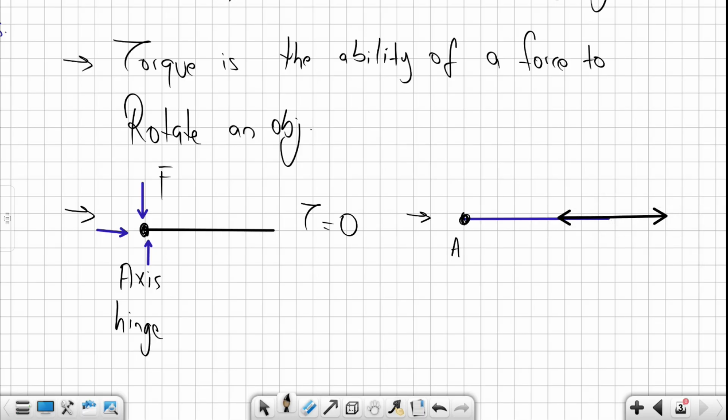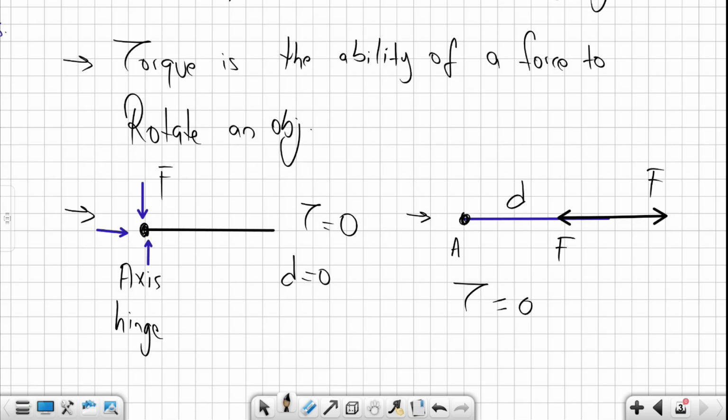We are applying a force at a distance from the axis of rotation. Can we rotate this? Of course. You can try it at home. You cannot rotate this door either. So the torque here again will be equal to 0. In the first case, distance was equal to 0 because we applied the force on the axis of rotation. So the distance from the axis of rotation on the axis of rotation is equal to 0.